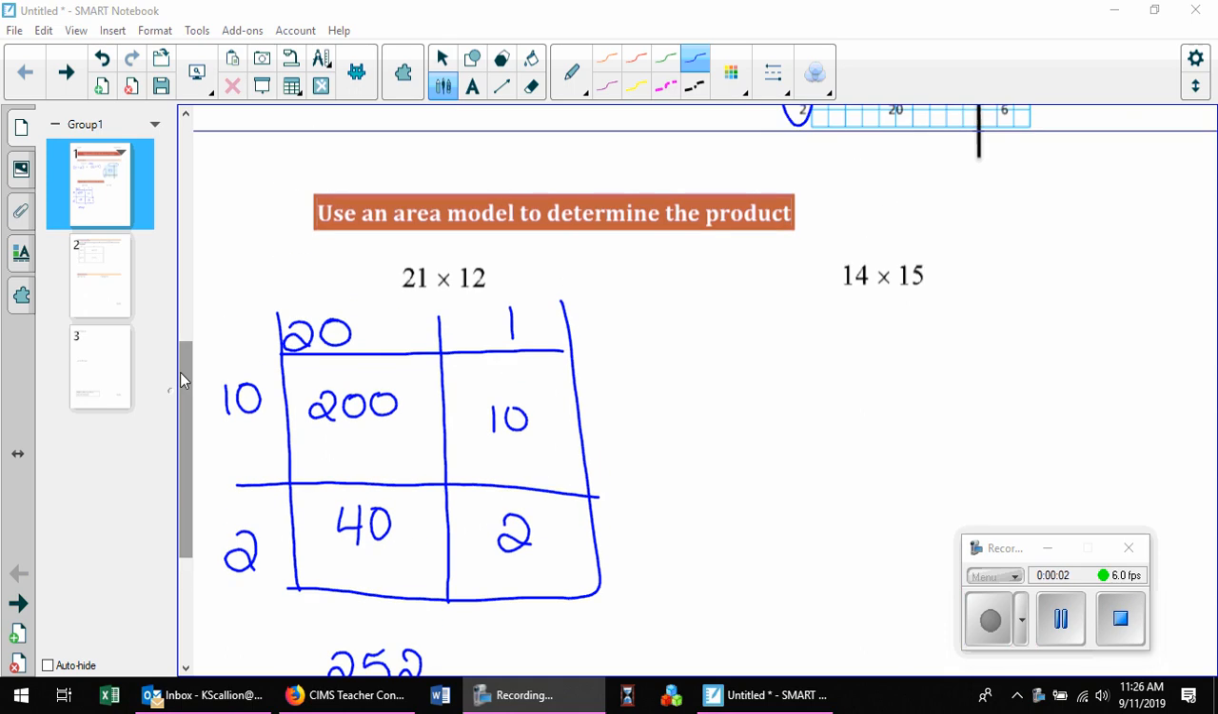14 by 15. 14 by 15. 10 and 4. And 10 and 5.